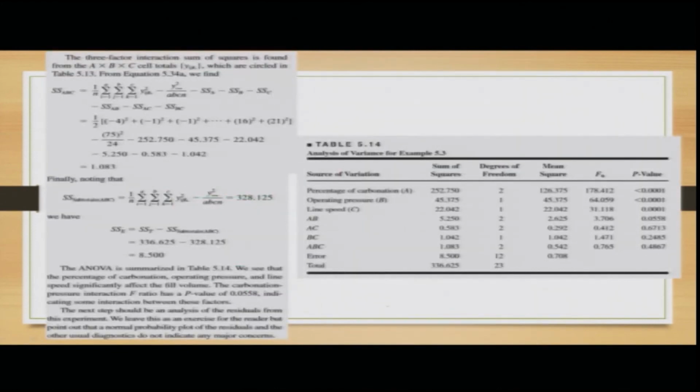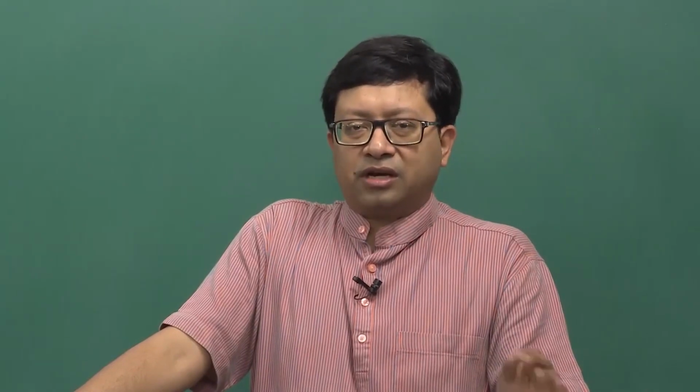When I go to the third stage for the combination of A, B, C, I find the summation over i, j, k of y_ijk. squared divided by n, minus y.... squared divided by abcn, minus SSA, minus SSB, minus SSC, minus SSAB, minus SSBC, minus SSAC. The value comes out to be 1.083. With this I will close this 20th lecture and continue this example.